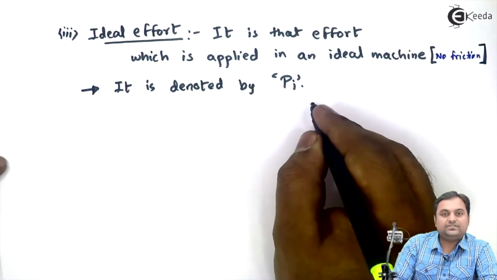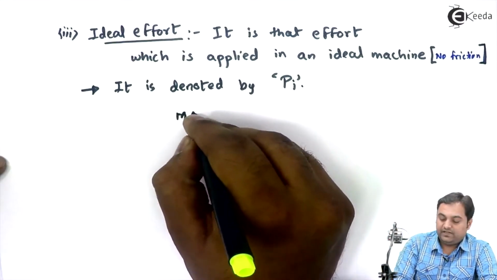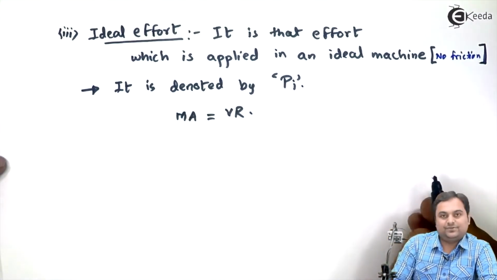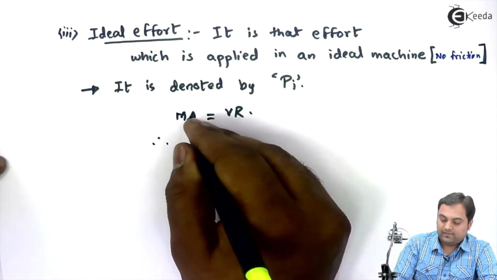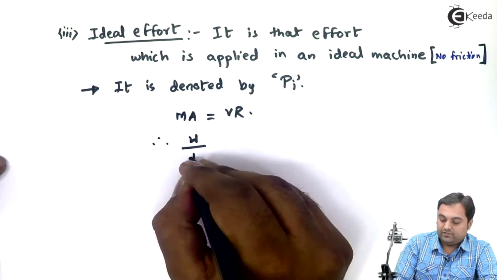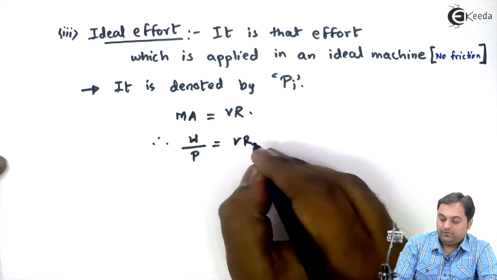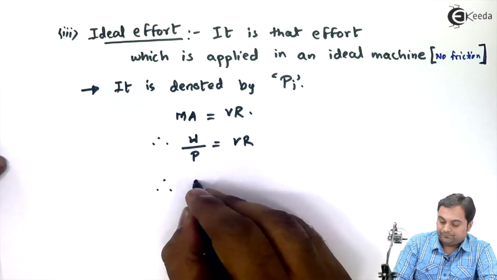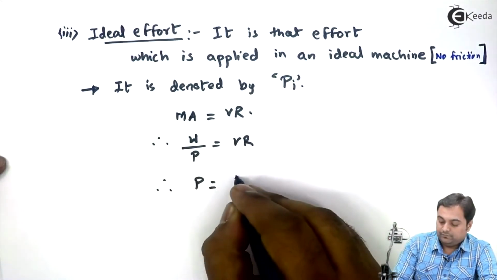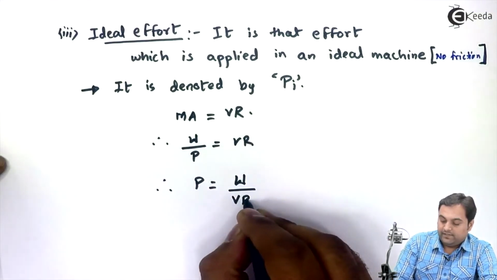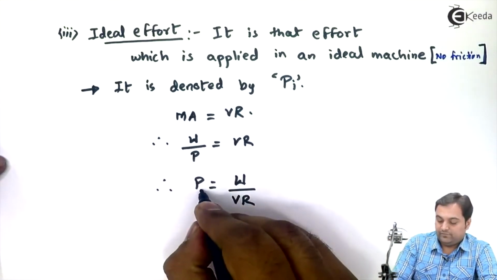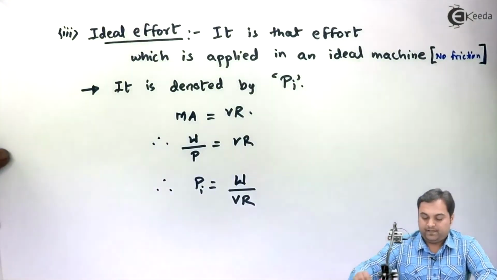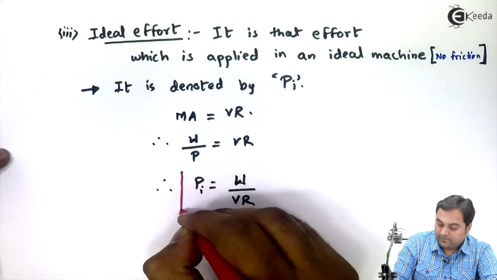And the relation we can get of ideal effort, I'll say that since ideal machine is there, so mechanical advantage is equal to velocity ratio. Therefore mechanical advantage is load upon effort is equal to VR. Finally I will keep effort on one side, therefore P will be equal to W upon VR, and since we want ideal effort, I'll write down suffix I here. So ideal effort is given by W upon VR. Here is the relation of ideal effort.